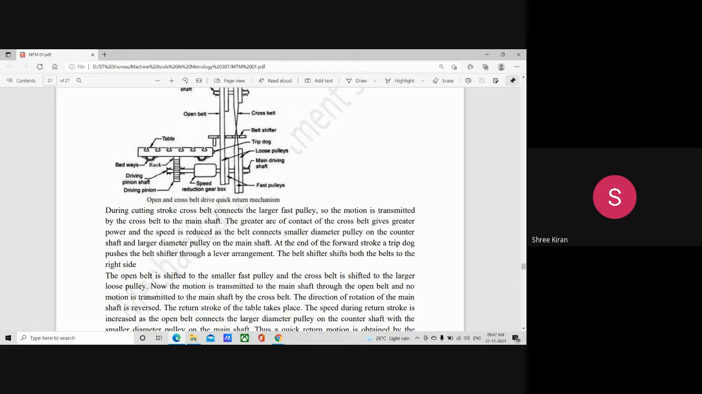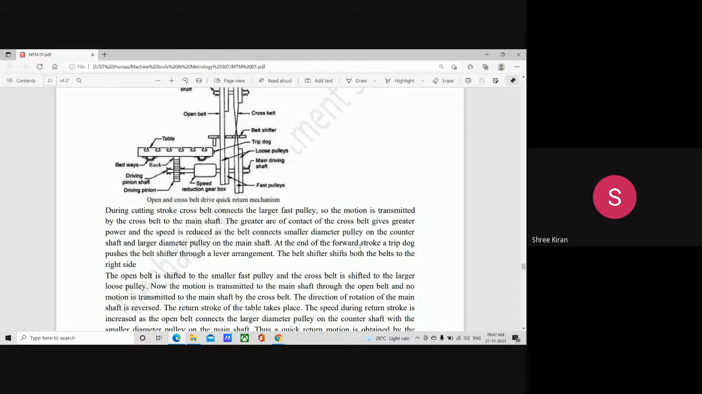The greater arc of contact of the cross belt gives greater power, and the speed is reduced as the belt connects the smaller diameter pulley on the countershaft and the large diameter pulley on the main shaft. So during the cutting stroke, the cross belt always connects the large fast pulley, and the motion is transmitted from the cross belt to the main driving shaft. The power and feed are transmitted this way.